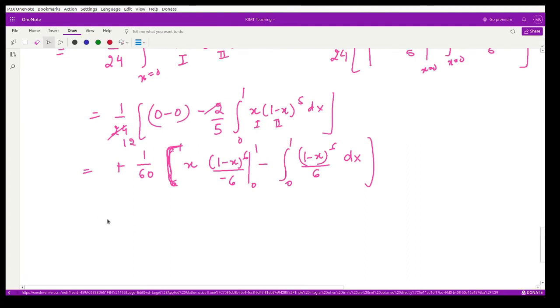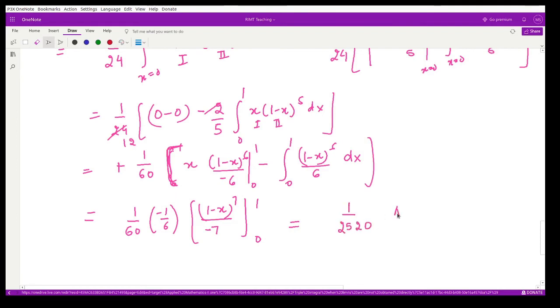Okay. So finally when you substitute the limits, when you substitute 1 again you have 0, when you substitute 0 you again have 0. So you have 1 upon 60 into minus 1 upon 6 into 1 minus x raised to power 7 upon 7, and here minus 7 actually, and the limits of integration from 0 to 1. So finally when you substitute, the answer would be equal to 1 divided by 2520. So this is the answer.